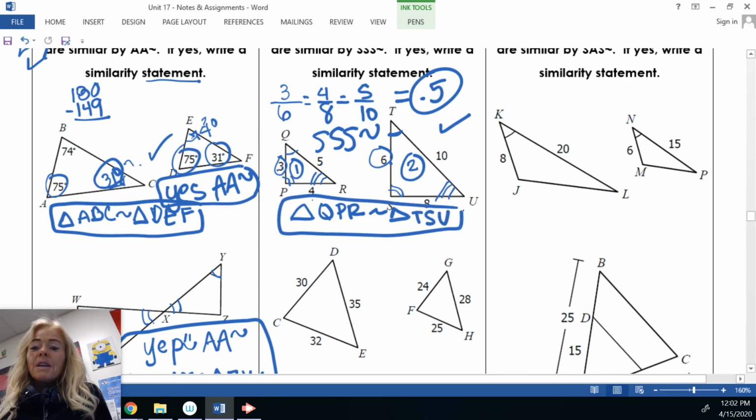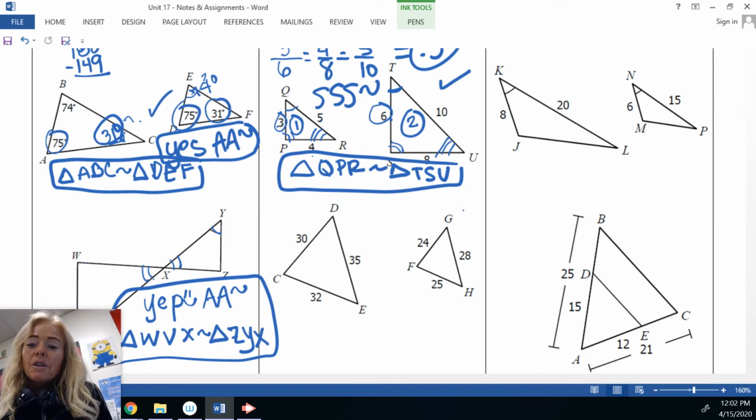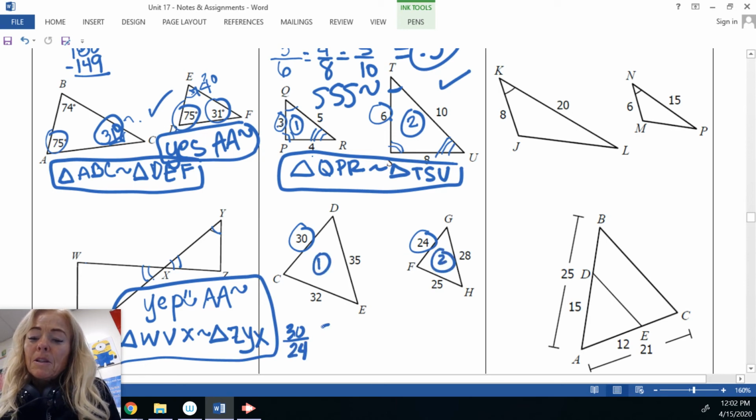All right, and then we have enough time to do the last one. Again, I don't know which angles should correspond to which angles, it doesn't say. So I'm going to start with the smallest. I'm going to circle the smallest so I know that's the smallest. And we're going to check 30 over 24, and we'll do 1 and then 2, left to right. And then medium is 32, medium here is 25, and then the longest side is 35 and 28. So we're going to test all three of those.